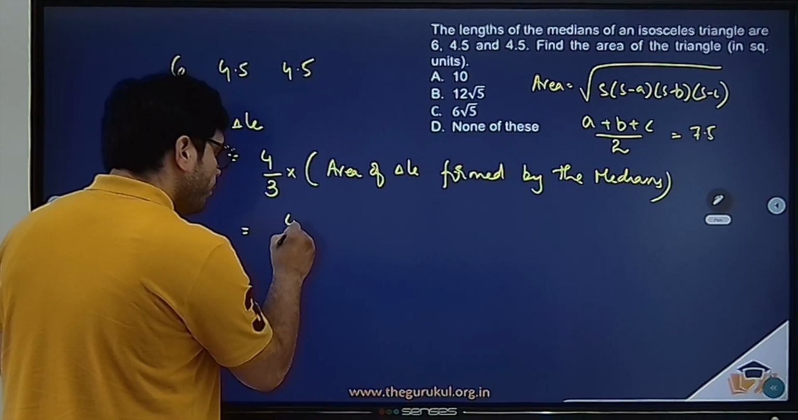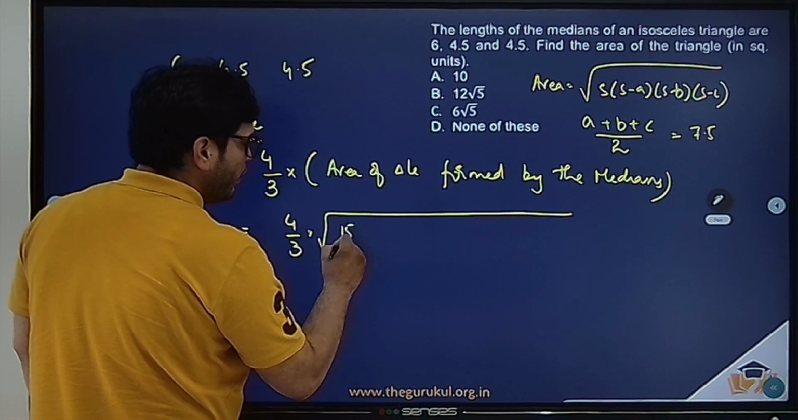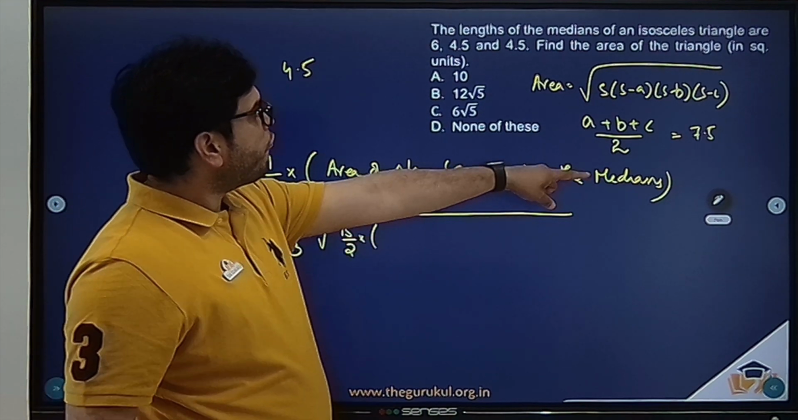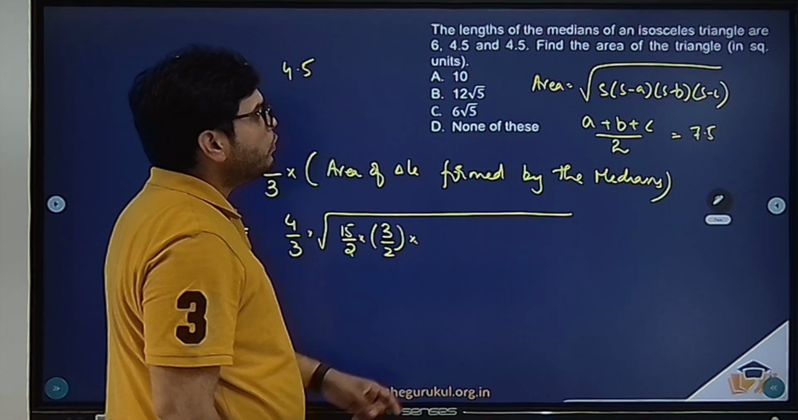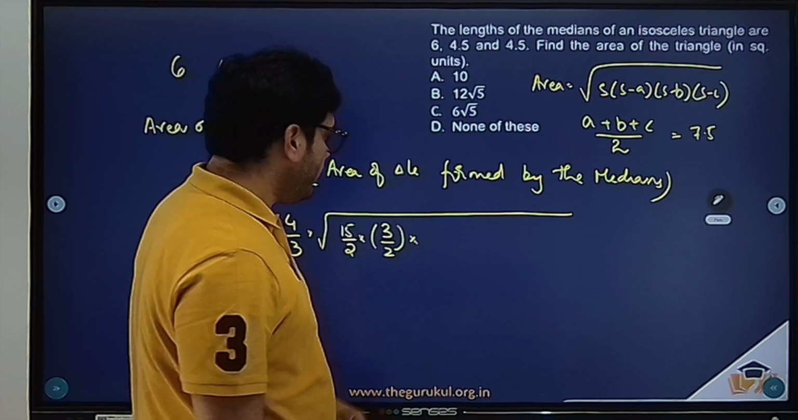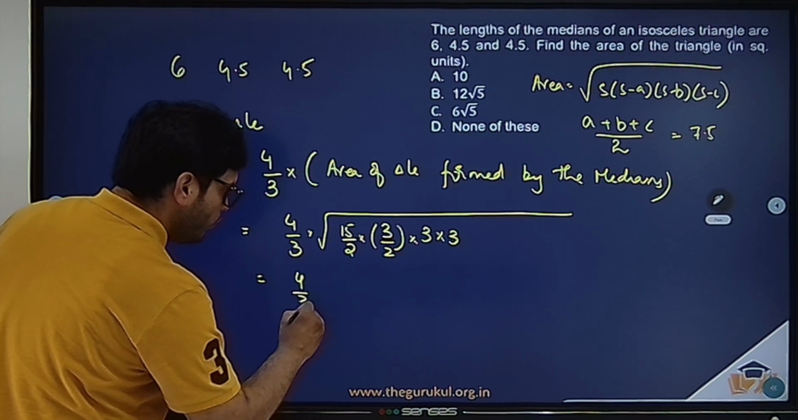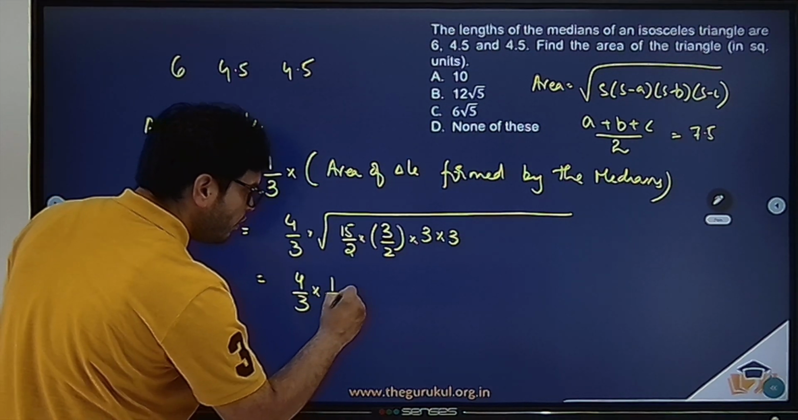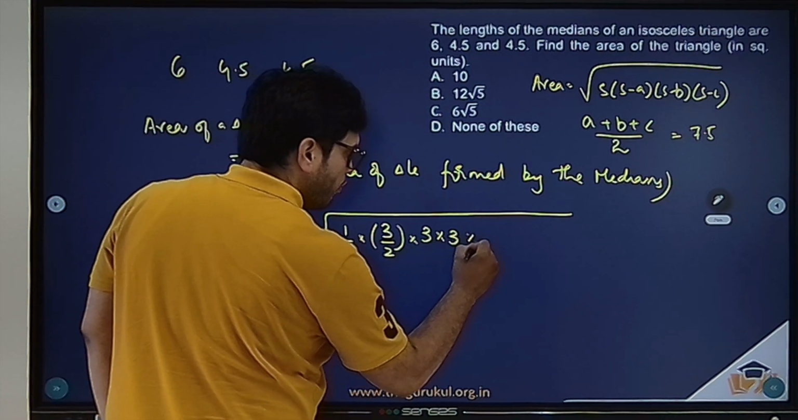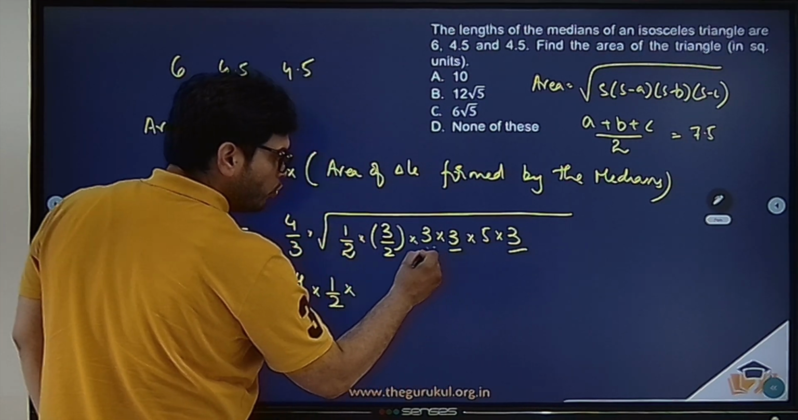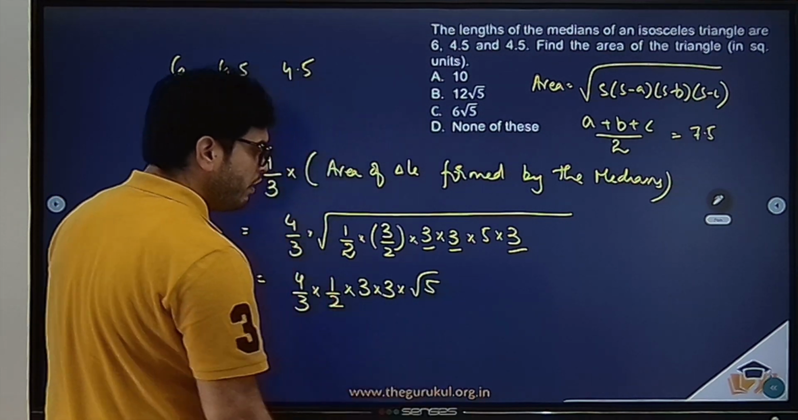So the area of the triangle would be 4 by 3 into under root S, 15 by 2, into 7.5 minus 6, which is 1.5, that is 3 by 2, into 7.5 minus 4.5, which is 3, into 3 again. So this would be 4 by 3 into, now I can bring some factors outside. I can write 15 as 5 into 3. So we have four 3s. So I can bring two 3s outside and you will have 5 in the square root.